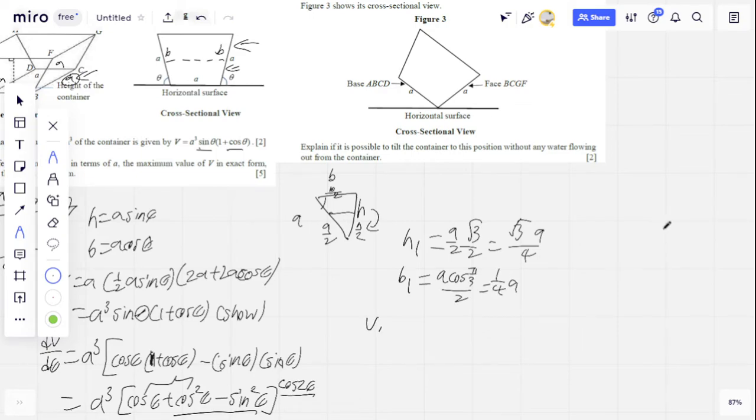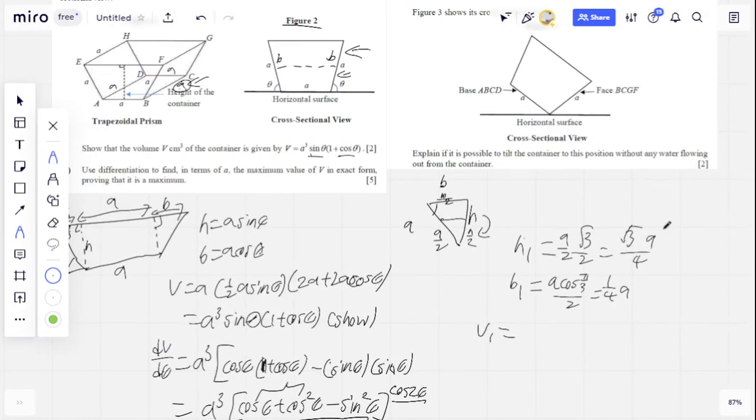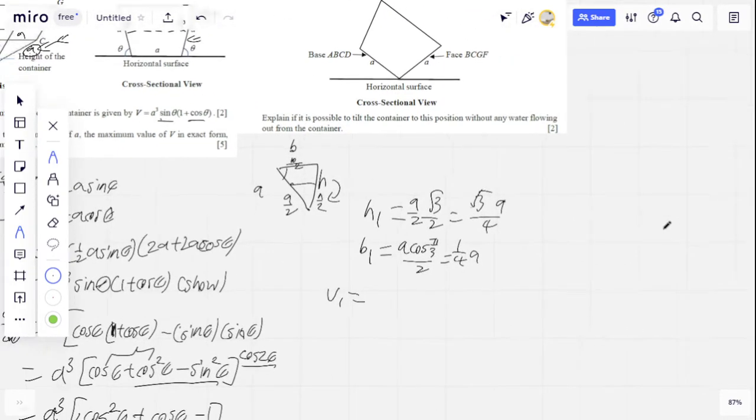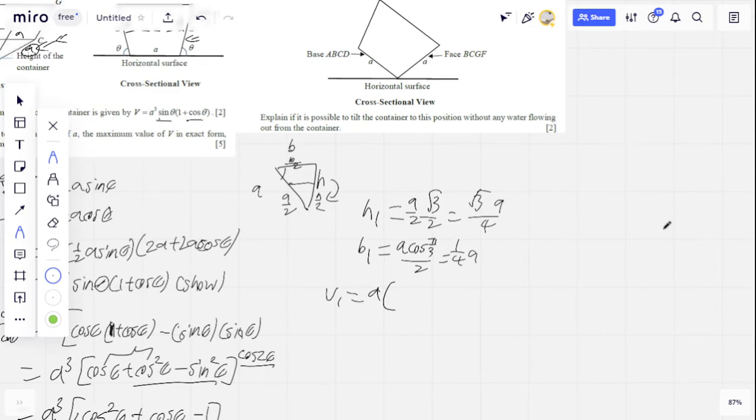Your new volume, the length is still a, right? This length is still a. So we have a times half your height. It's a bit messy. Then the sum of the two lengths, so 2a plus 2b, 2b is now half a. So from here we have a cubed root 3 over 8, times 5 over 2. So this simply gives us a cubed 5 root 3 over 16.